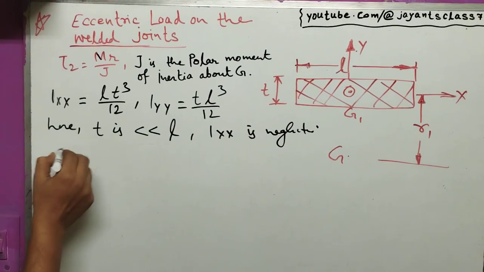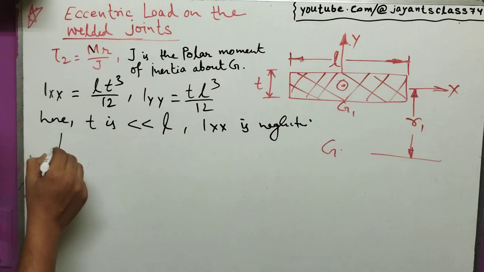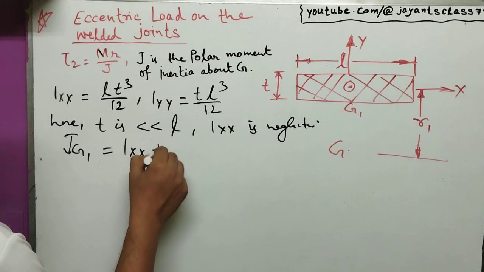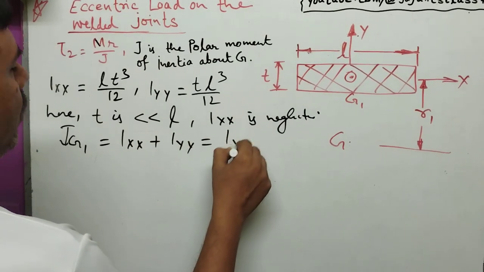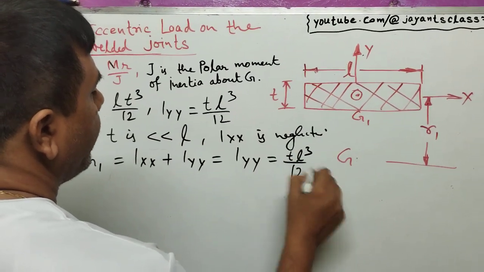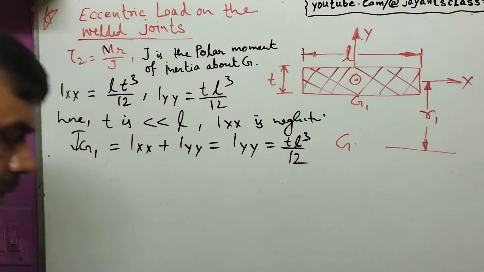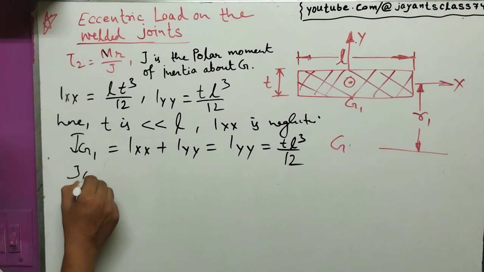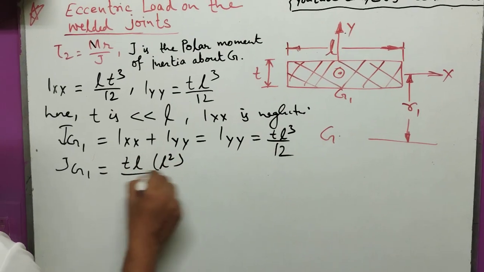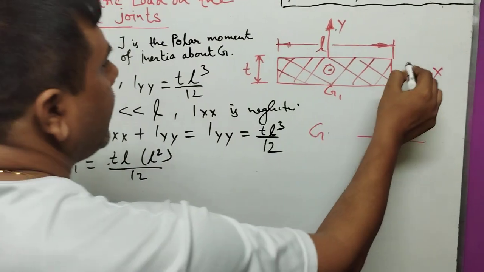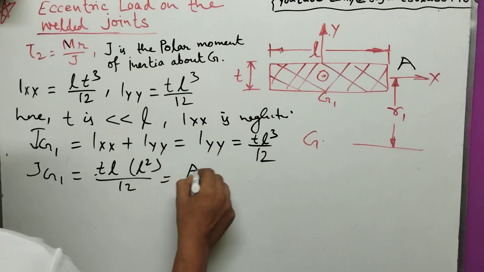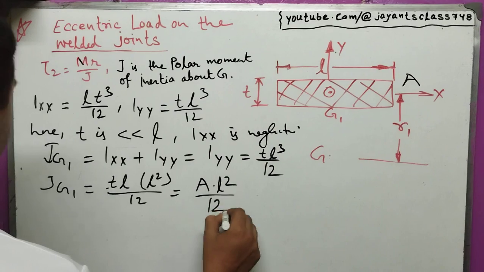Then we get Jg1 equal to Ixx plus Iyy, which equals Iyy only, whose value is T L cubed divided by 12. Again, Jg1 equals T into L squared divided by 12. T into L is the area of the rectangular section. So Jg1 equals area into L squared divided by 12.